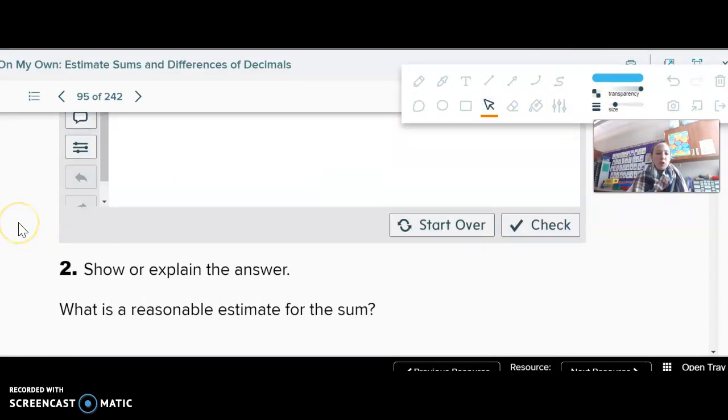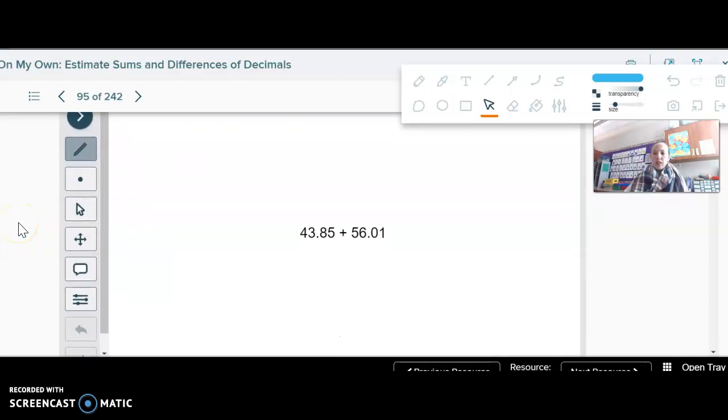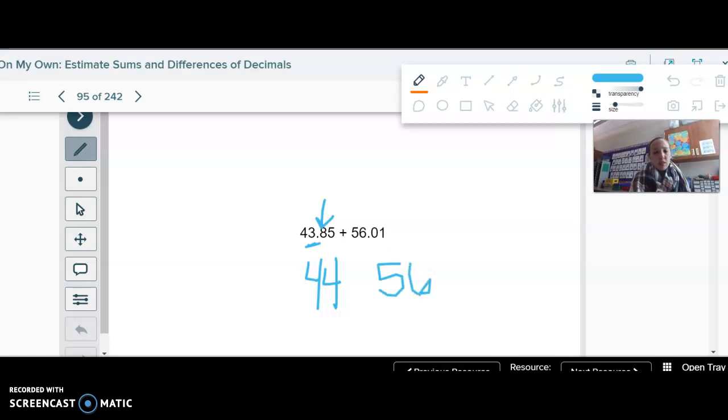We'll do just a couple more. Reasonable estimate for the sum here. Again, choose what you think. All right, if you round it to the nearest whole number, again, 3 is my ones. 8 tells me go up to 44. 56. Okay, 56 can just stay 56.